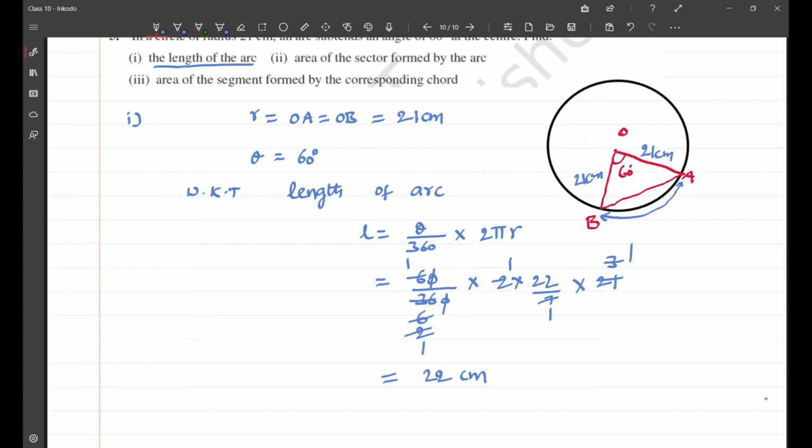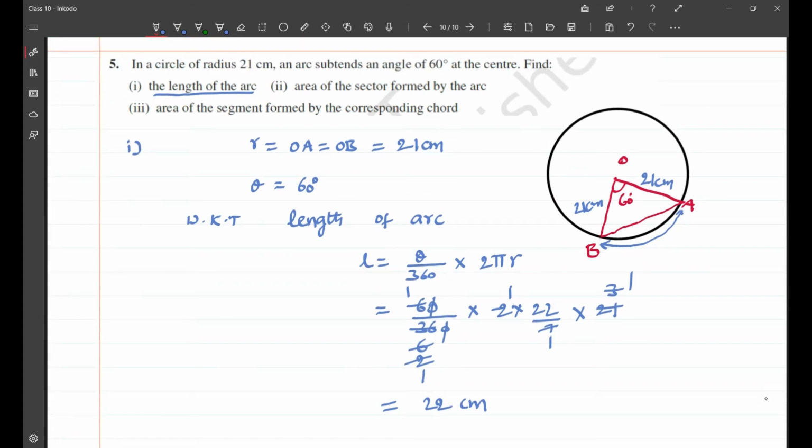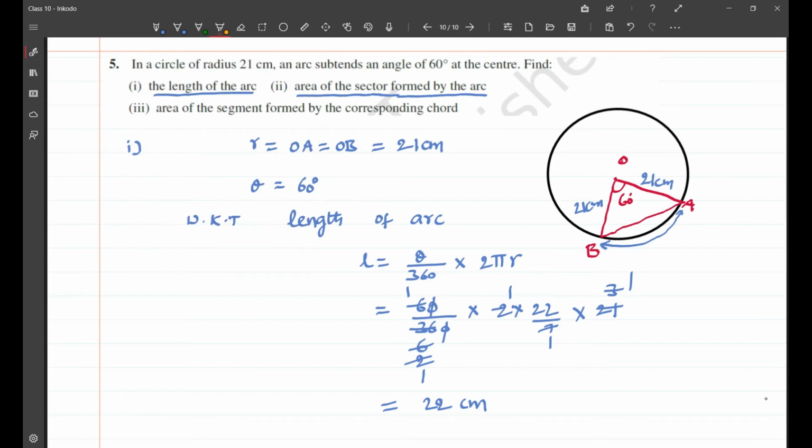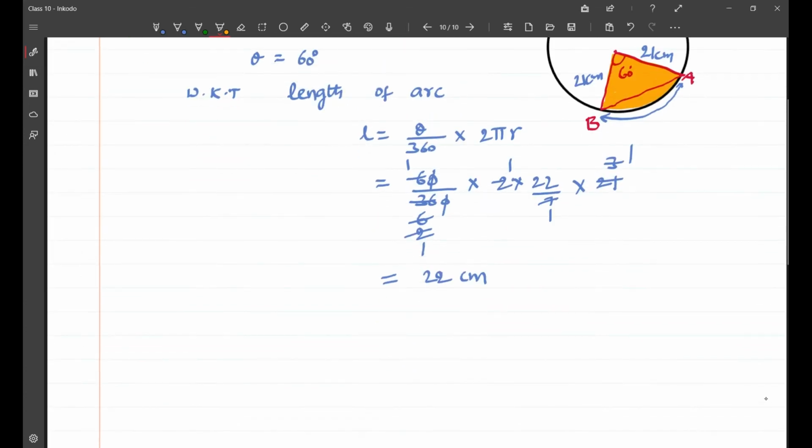Now let's see second part. They're asking you to find the area of sector formed by arc. See the figure, they're asking you to find out the area of sector formed by the arc. Let's see. I am shading those portions which we ought to find out. This is the sector formed in this figure. So we need to find out the area of this shaded portion. That means area of sector we need to find out.